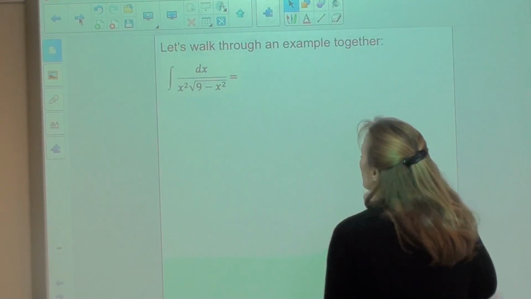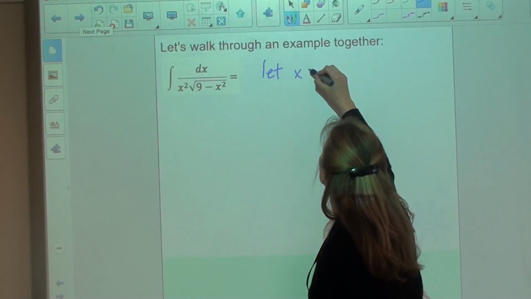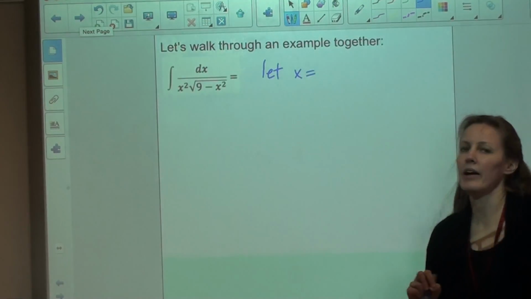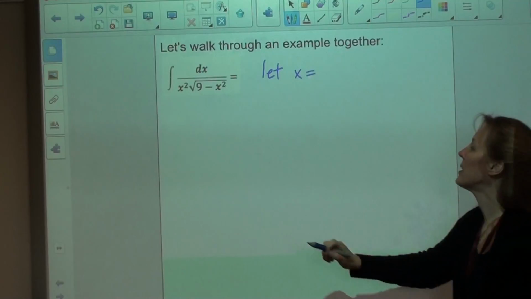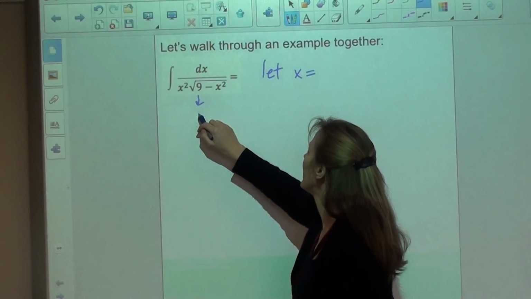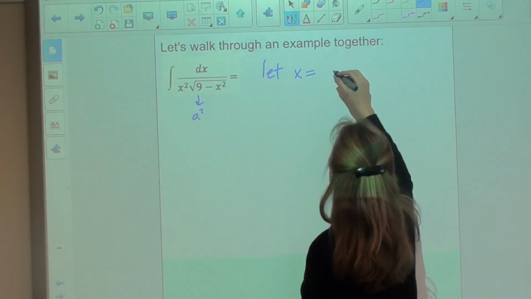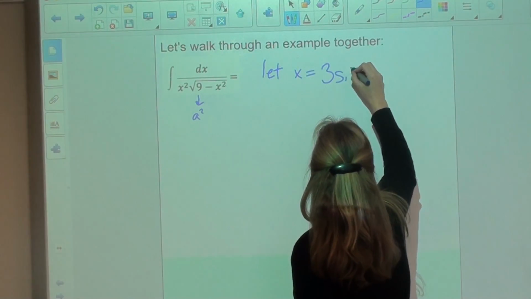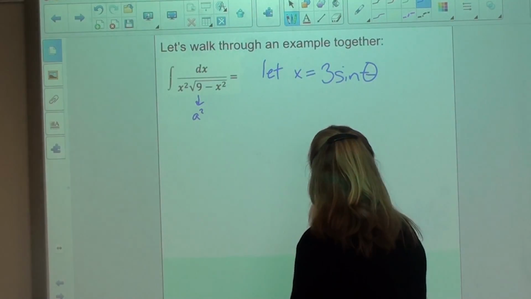All right, so we're going to let x equal a sine theta. What is a? Is it 9 or is it 3? It's 3, because this right here is a squared. So our a is 3. So we let x equal 3 sine theta.